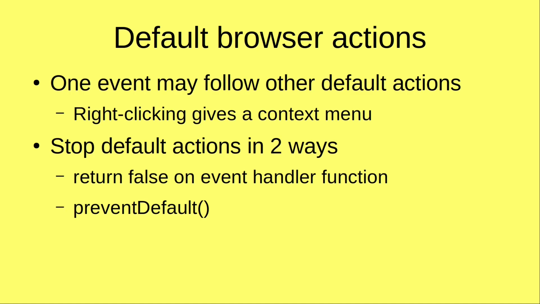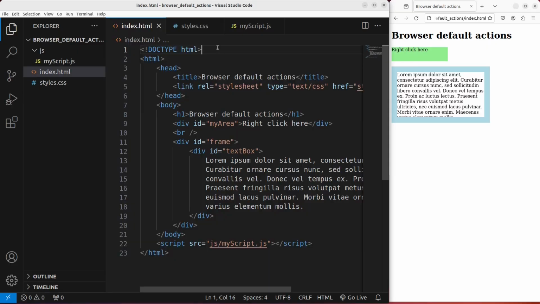There are two ways to do so. The first way is to use return false on the event handler function set up on the HTML file. And the other way is to use the preventDefault function, which is a built-in function in JavaScript. Now, let us see the HTML file first.